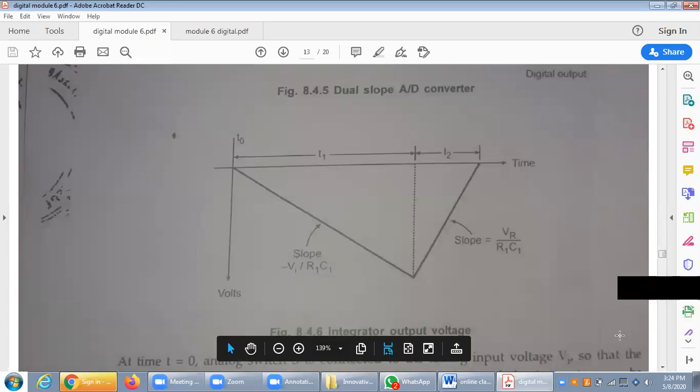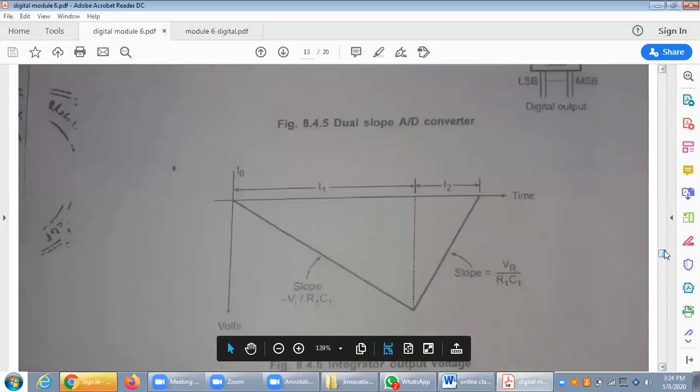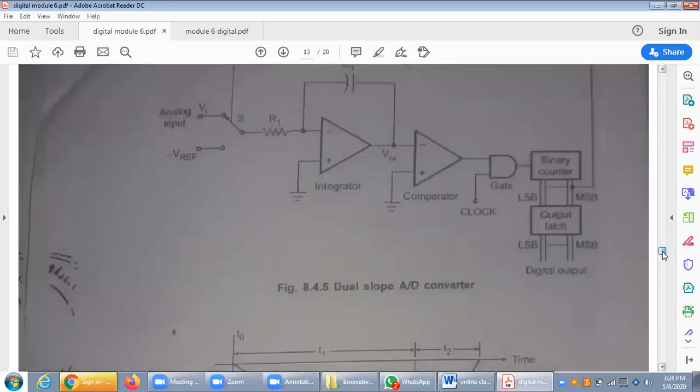So at one point the value will decrease and reach a zero value. If it reaches zero value, this is the output value. Now it is connected to V reference, so it is going down. Once it reaches zero, then the comparator will compare. Now these two values are zero, so the output of the comparator is zero.